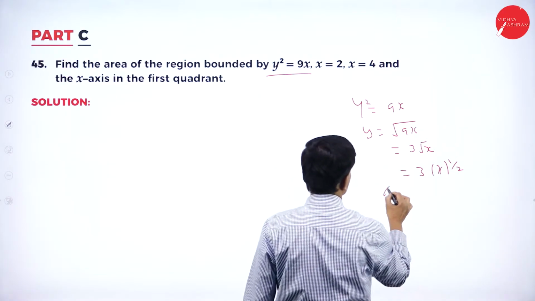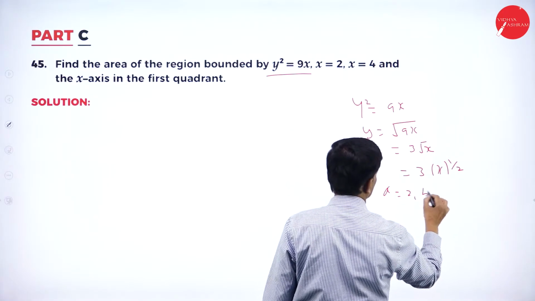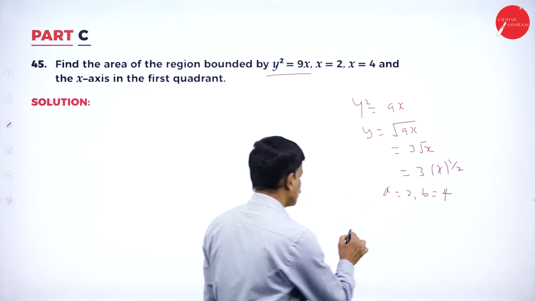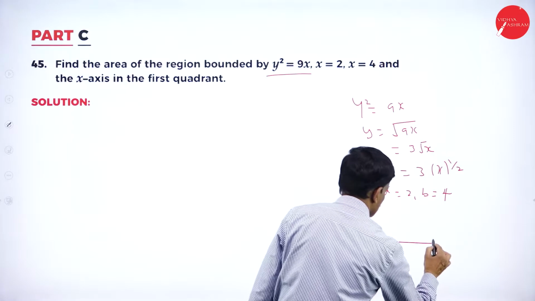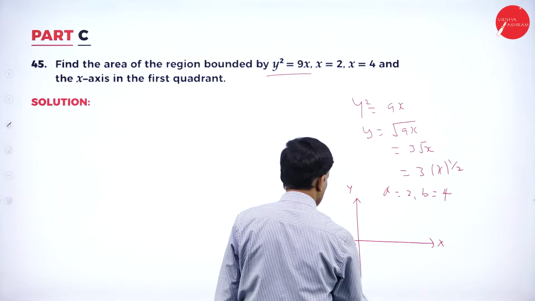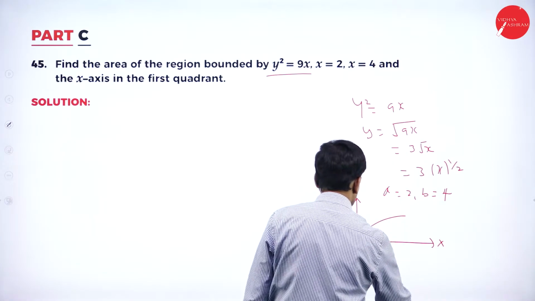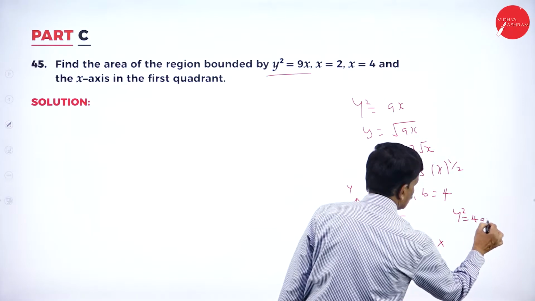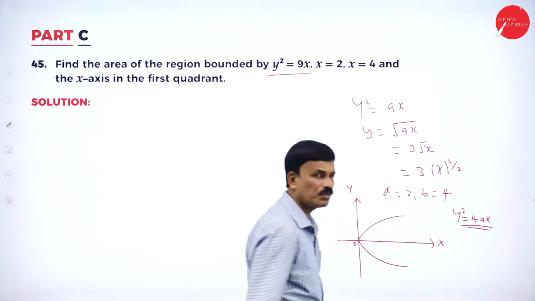What are the ordinates given? A is equal to 2 and b is equal to 4. Right. Now let us draw the curve for this. The curve will be like this. X-axis, y-axis, this is origin. A parabola y square is equal to 4ax is nothing but the equation of a parabola opening to the right side.